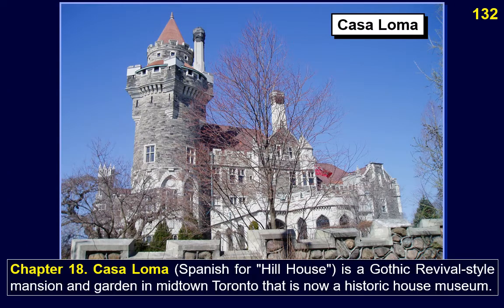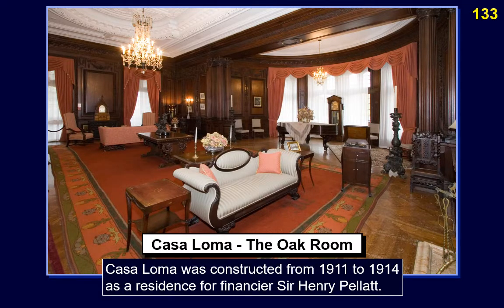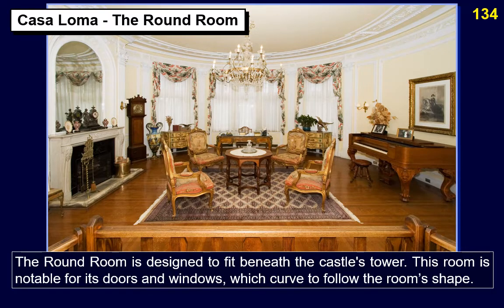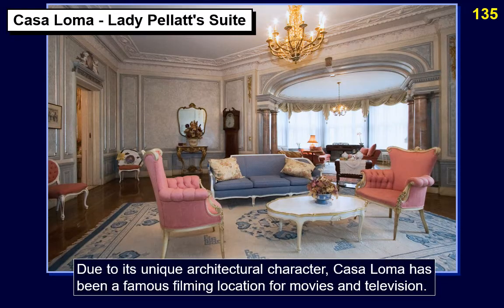Chapter 18. Casa Loma, Spanish for Hill House, is a Gothic Revival-style mansion and garden in Midtown Toronto that is now a historic house museum. Casa Loma was constructed from 1911 to 1914 as a residence for financier Sir Henry Pellatt. The round room is designed to fit beneath the castle's tower. This room is notable for its doors and windows, which curve to follow the room's shape. Due to its unique architectural character, Casa Loma has been a famous filming location for movies and television.